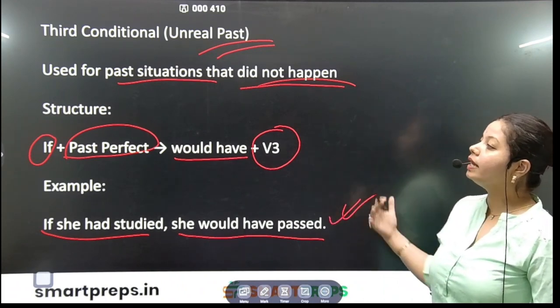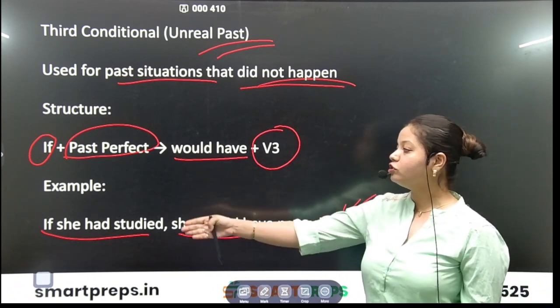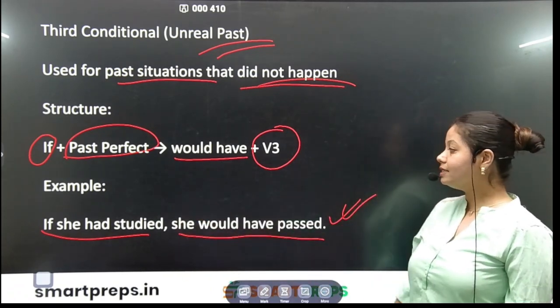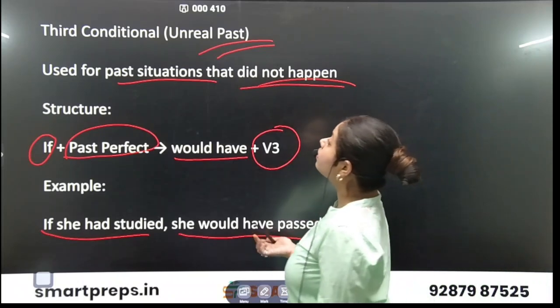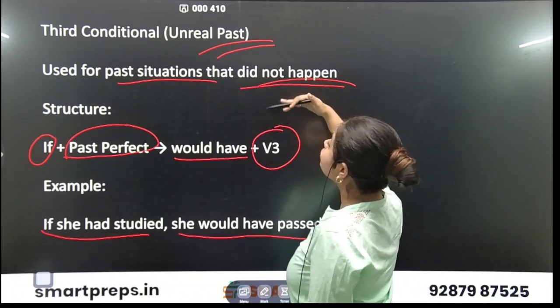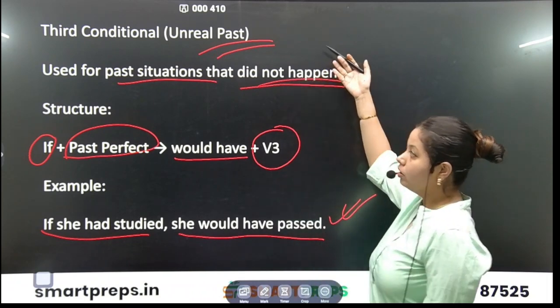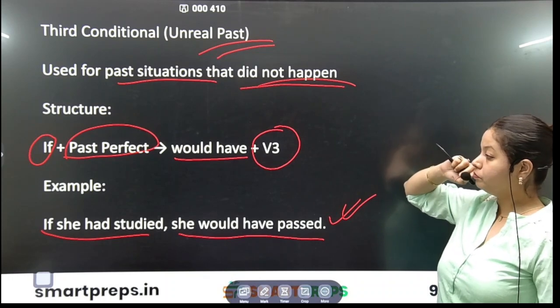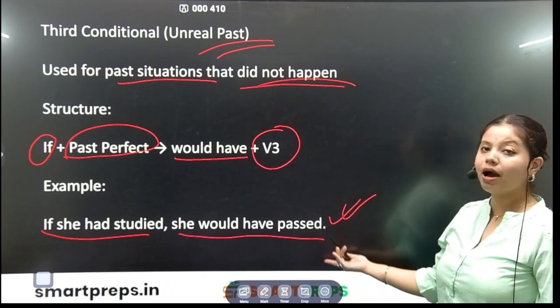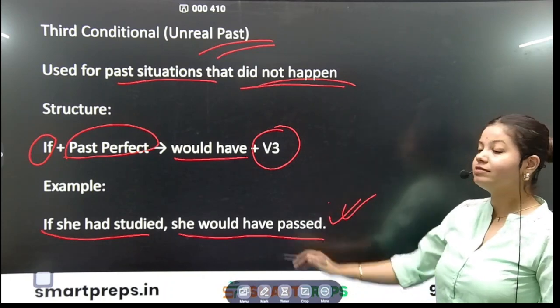So it is if plus past perfect. If she had studied, then she would have passed. Clear? So here we are using situations that did not happen, used for past situations that did not happen. Because she did not pass. She would have passed if she had studied. Yes or no?